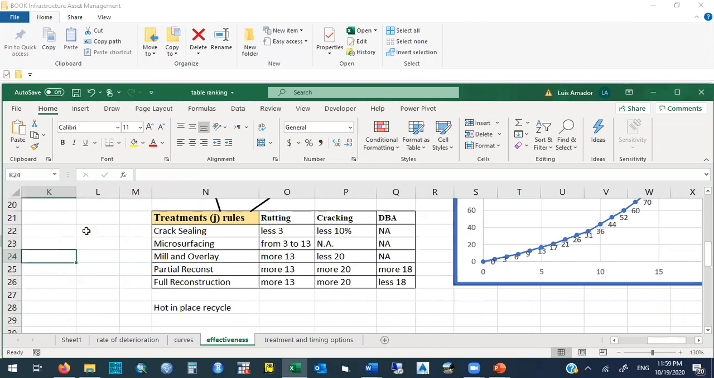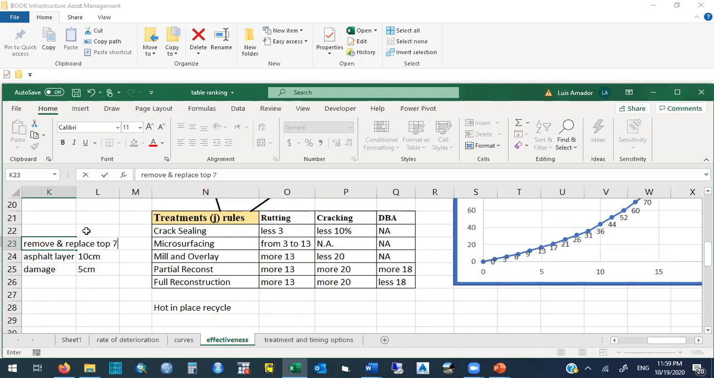So if your asphalt layer is 15 centimeters, you know that the damage is extending maybe down to 3 centimeters or maybe 5 centimeters, but it's less. So you can keep 10 of this 15, and you can put a new layer. So you remove and replace the top 5, or maybe the top 7 centimeters. It's up to you. It depends on how extensive the damage is. But you don't fully replace the 15 centimeters or whatever thickness you have. That is your mill and overlay.